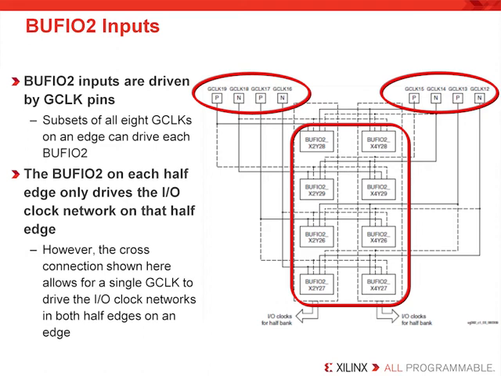That is why the twists in this diagram represent the flexible connection between a fixed global clock pin and its connection to the available BUFIO2 buffers associated with the 2 half edges. In this way, a single clock input pin can drive one BUFIO2 in each half edge.